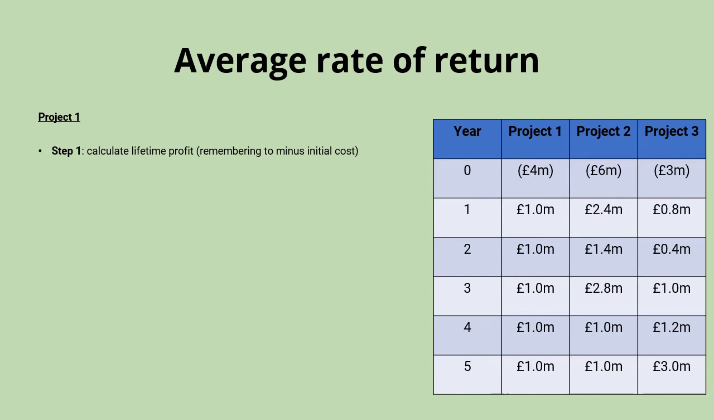So the first thing we need to do is calculate the lifetime profit, remembering to minus the initial cost. So we add up all of our 1 millions across the 5-year lifetime of the investment, which gives us 5 million, minus the initial investment cost of £4 million, which gives us a lifetime profit of the investment of £1 million. The next step we need to do is to divide this by the number of years that return is made over. So it's a 5-year lifetime of the investment. So we take 1 million, divide by 5 to give us 0.2 million.